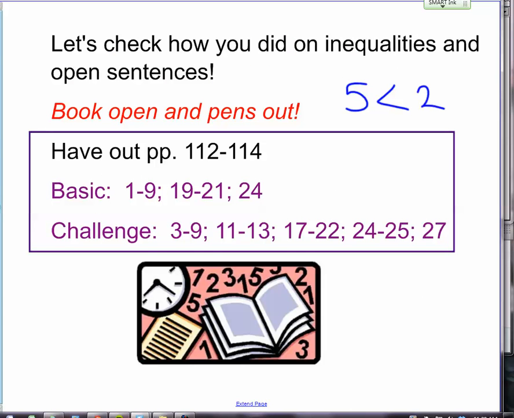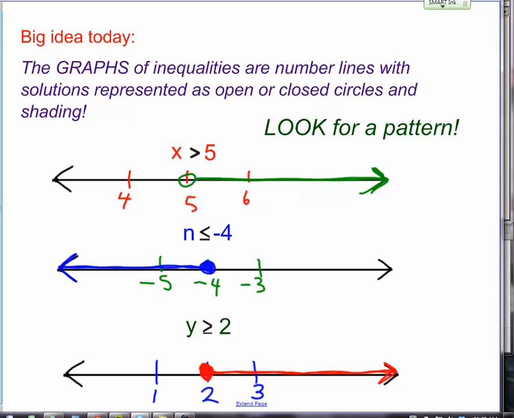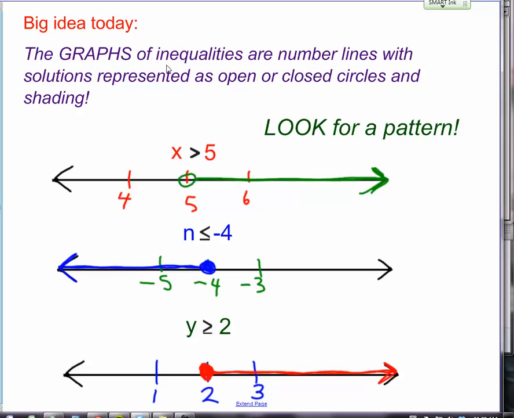All right, we checked your homework next. And then today's really the last day, the last lesson of Chapter 2. So the big idea today was just about the graphs of inequalities. Sounds like something hard, but all they are is number lines. And the solution is either an open or closed circle and shading. So we did these and you guys looked for a pattern.